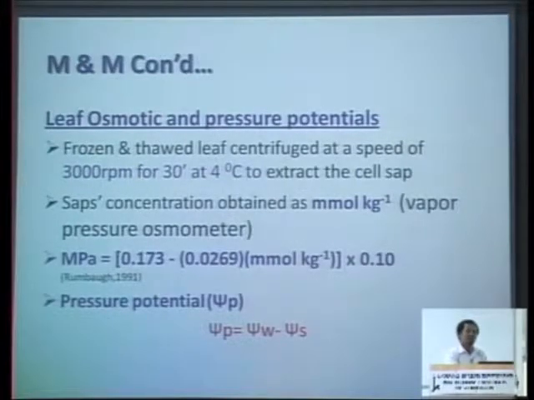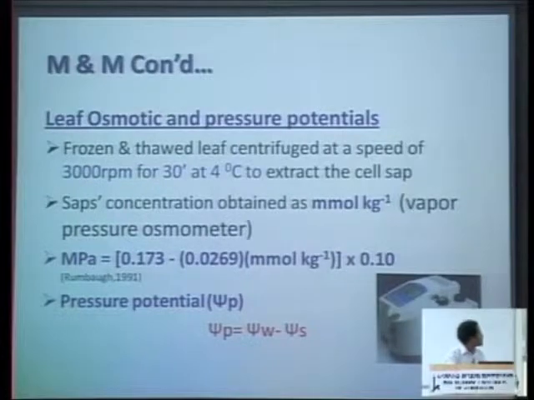So we convert the millimoles per kilogram to megapascal by using the formula used by Rambouf. Of course, at the end, we calculate the pressure potential from the water potential and osmotic potential. So we use a machine here to determine the osmotic potential of the leaf.